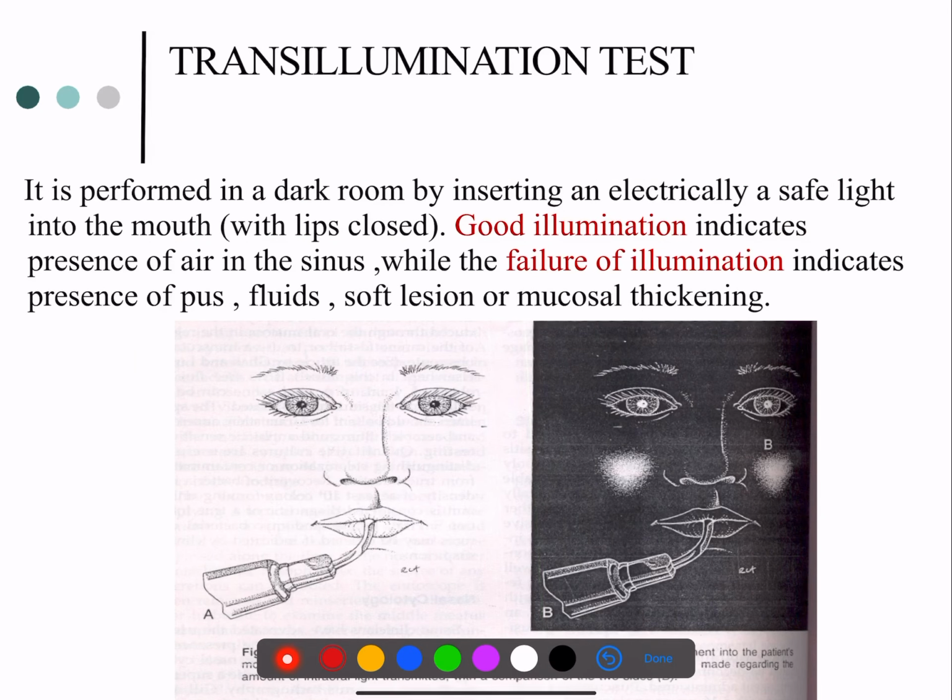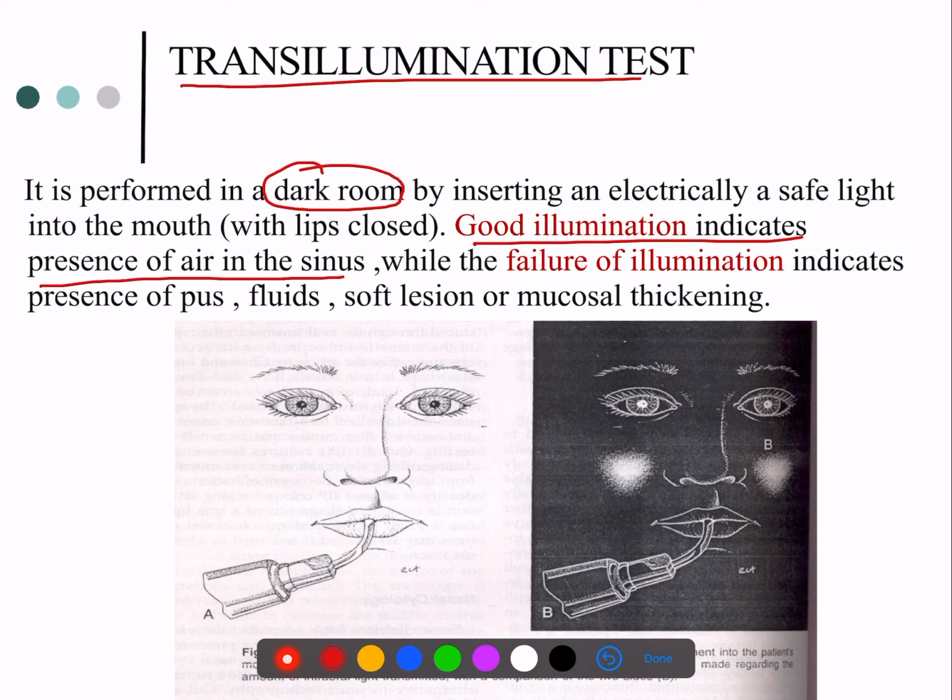Next come the tests, or the diagnostic modalities, for this situation. It is performed in a dark room, that is the transillumination test, where a bulb is inserted into your oral cavity with lips closed. Good illumination indicates the presence of air in the sinus, whereas failure or bad illumination indicates some pus, fluid, or foreign body obstructing the light. So this is the transillumination test used for diagnosis of sinusitis.